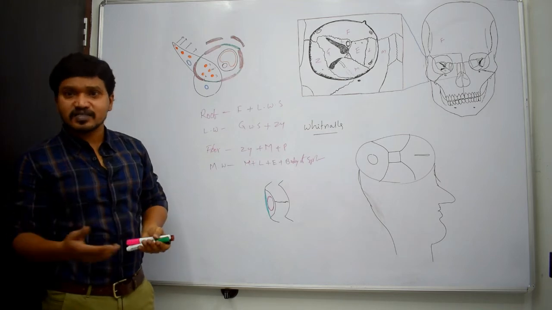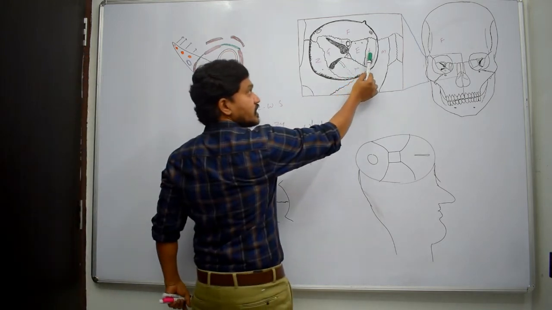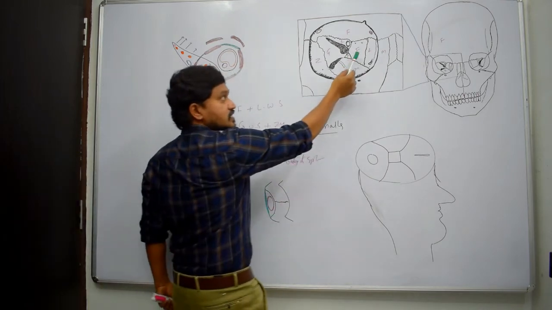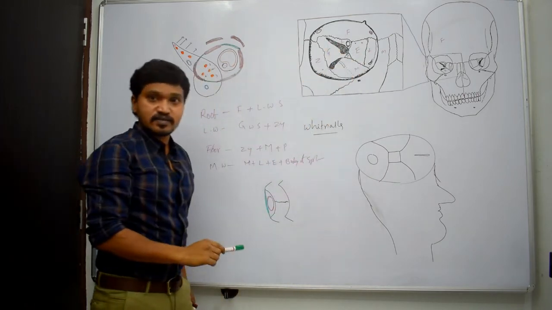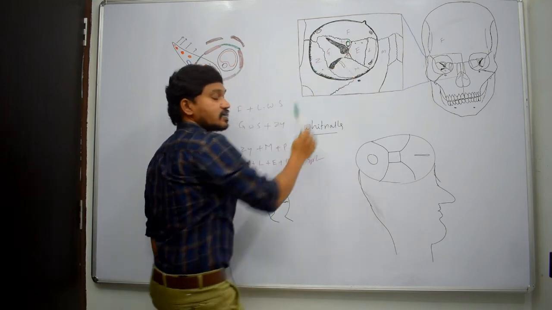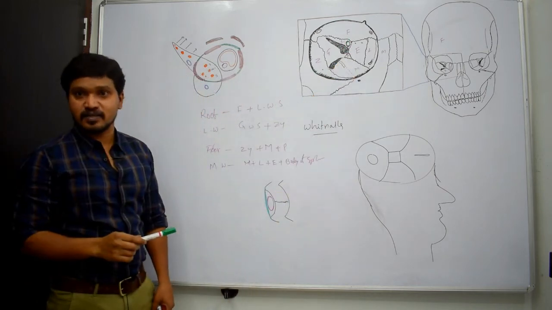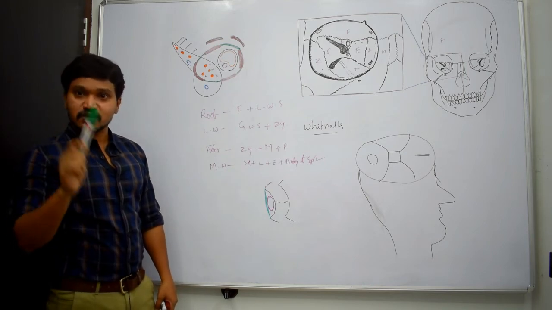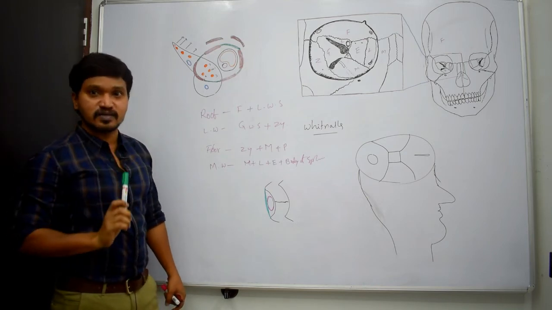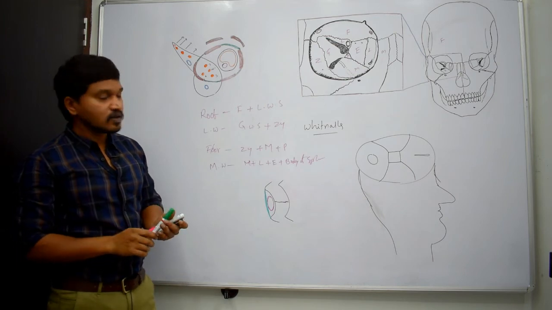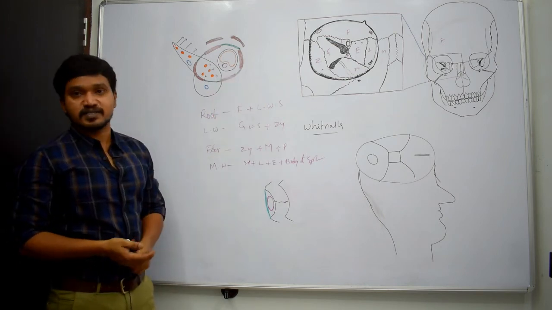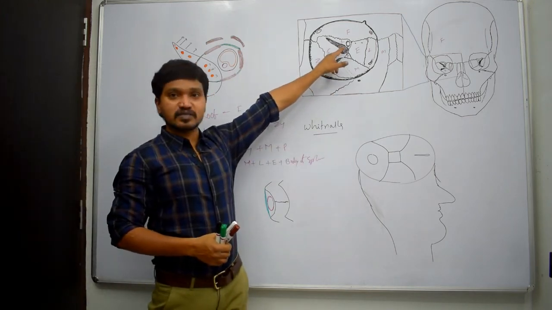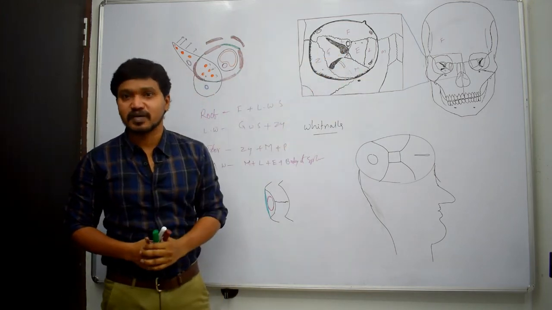And what are the relations of it? See, medial wall separates the nasal cavity, the ethmoidal air sinuses, and the sphenoidal air sinuses. That means medial wall is related with nasal cavity, ethmoidal air sinuses and sphenoidal air sinuses. Clear? So these are the relations. Then what is remaining? Apex and base is remaining, right?